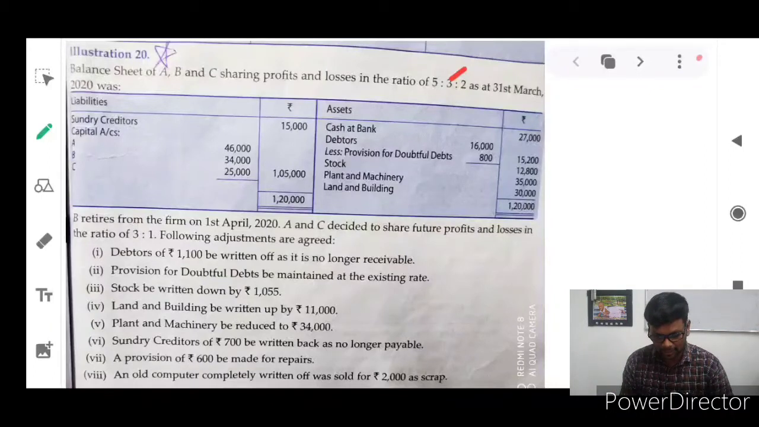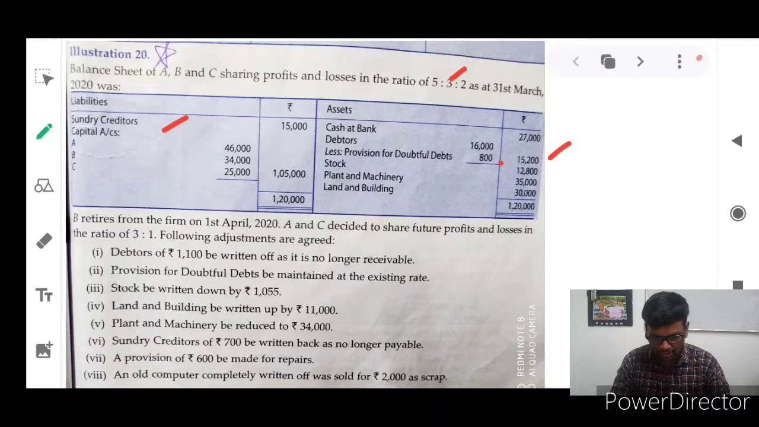A, B, C are partners in a partnership firm. Their existing profit and loss sharing ratio is 5:3:2. So you know very clearly the information given in the problem. On the liability side, they have given sundry creditors rupees 15,000 and the capital contributions of the three partners, 46,000, 34,000 and 25,000, collectively 1,05,000 rupees. On the asset side, cash in hand 27,000 and debtors 16,000 less provision for doubtful debts 800 rupees.